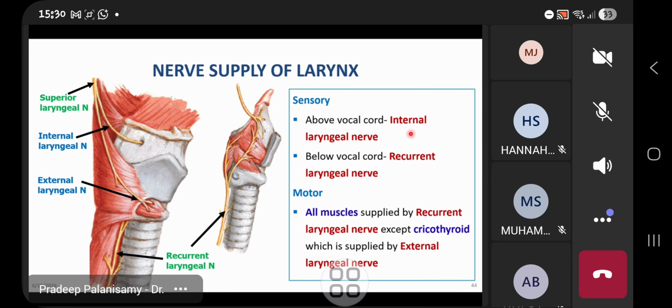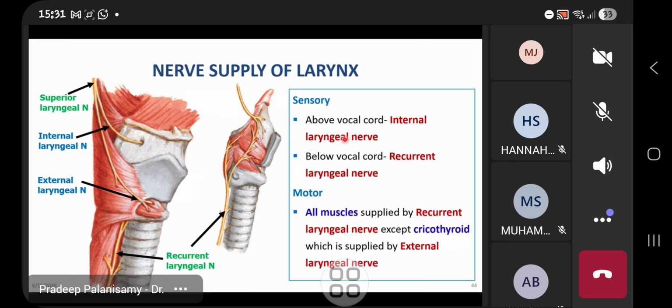Nerve supply, please learn this nerve supply, because sometimes in MCQs this is where mostly questions will be asked. Nerve supply of larynx: one nerve comes down, which is the superior laryngeal nerve, dividing into internal and external. External descends down while internal goes in. From below, you have the recurrent laryngeal nerve coming up. All muscles are supplied by the recurrent laryngeal nerve except one muscle on the outside, cricothyroid, which is supplied by the external laryngeal nerve.